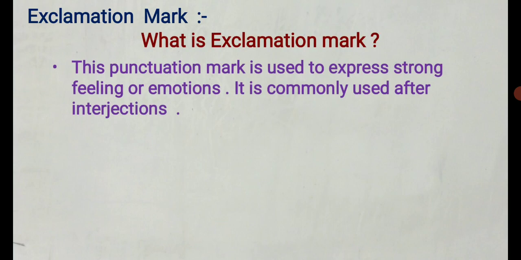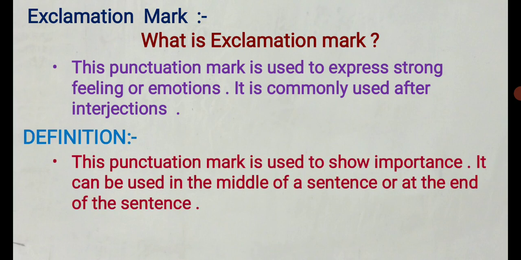So now we are moving on to the next punctuation mark, and it is the exclamation mark. What is the exclamation mark and where do we use it? Let's see. This punctuation mark is used to express strong feeling or emotion. It is commonly used after interjections. Whenever we have a strong feeling of happiness, sadness, excitement, or surprise, at that time we use the exclamation mark.